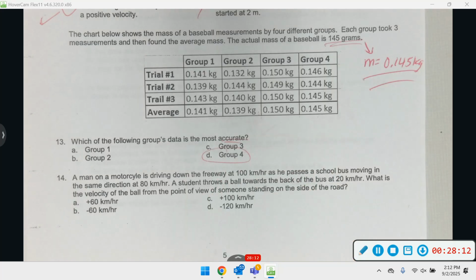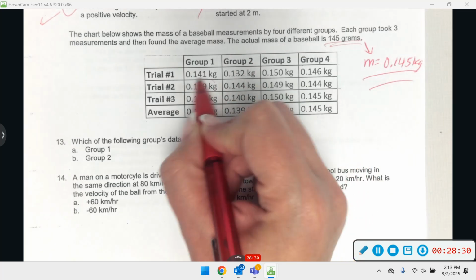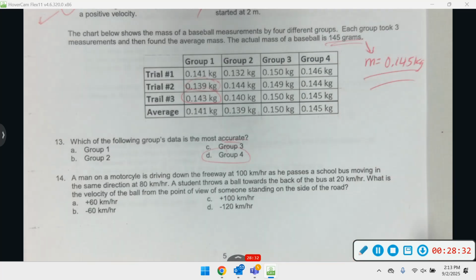This should be D. However, just to cover it, what if the question had said which is most precise? Precision is how close their measurements are to each other. How consistent were they? Did they measure it the same way every time? So for consistency or precision, you're going to look at the range of their data. 0.139 to 0.143. That's pretty consistent.